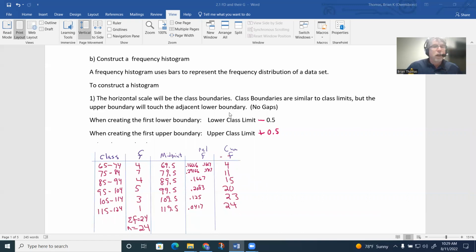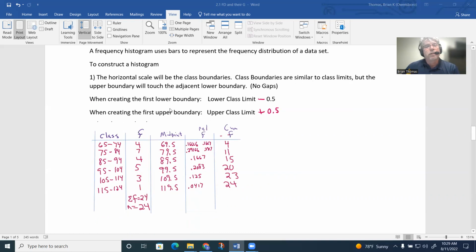I'm going to bring down our frequency distribution. The first thing we want to do, like I said, is create this horizontal scale with the class boundaries. In creating these class boundaries, we first have to identify the first lower boundary. The way it's done is we use the lower class limit and subtract 0.5 from that. When creating the first upper boundary, we use the upper class limit and add 0.5 to that.